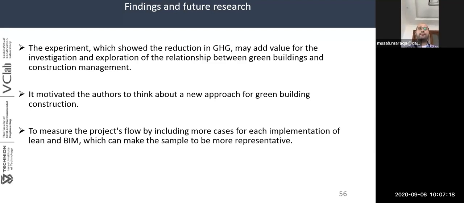Also, the second experiment, which showed the flaw in construction projects, encouraged companies and project managers to implement it in their companies.